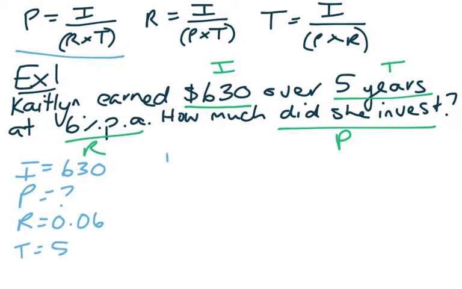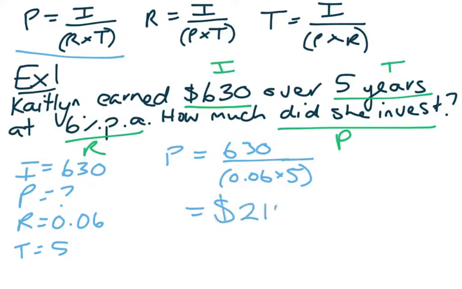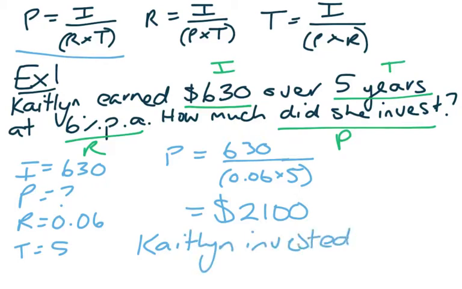So then I put it into the formula. So we've got 630 over 0.06 times 5. And if you put that into your calculator correctly, you should get $2,100. Okay, so then you would just answer, Caitlin invested $2,100.